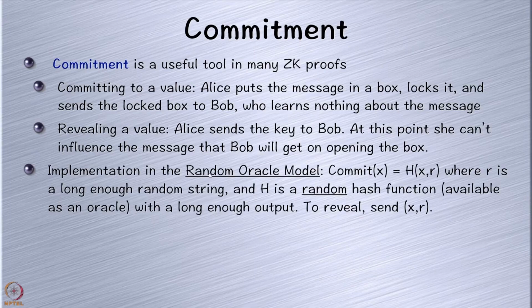I'll not talk about how to build commitments from the simplest cryptographic assumptions, but I'll just mention this one thing. This is often done in practice. You can build a commitment protocol in the random oracle model very easily. To commit to a value x, you pick a random string r, long enough, concatenate it with x, and then hash them together. Hash, you may call the random oracle, and that output you send as your locked box. And then to open the box, you send x and r. The receiver should check that x and r do hash to the original committed value.